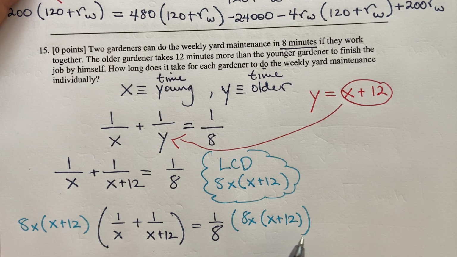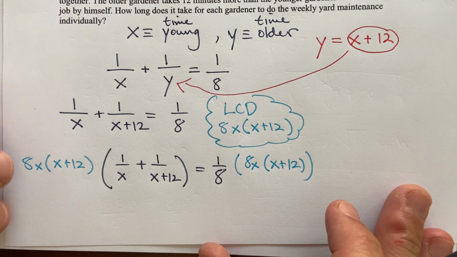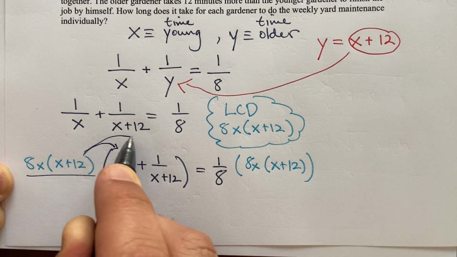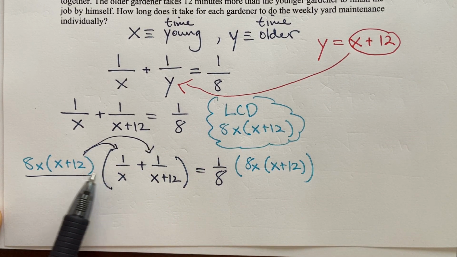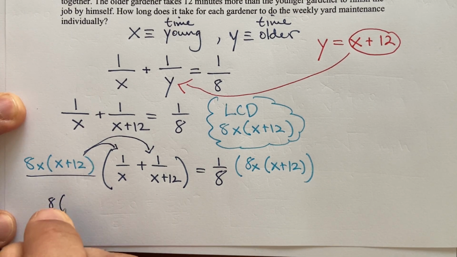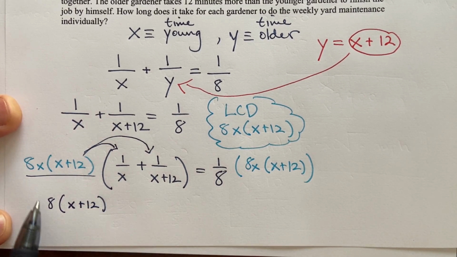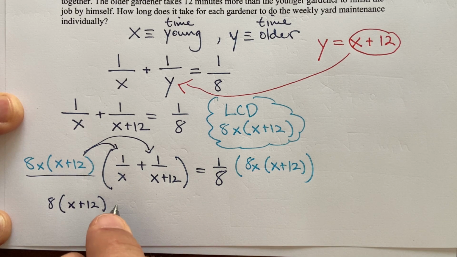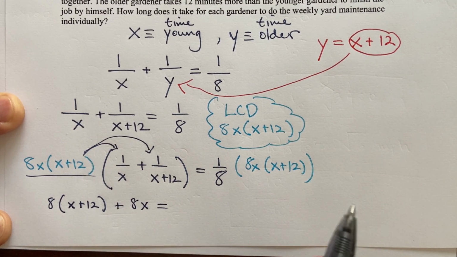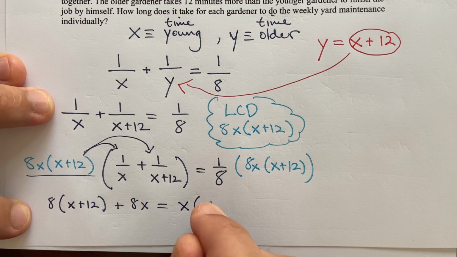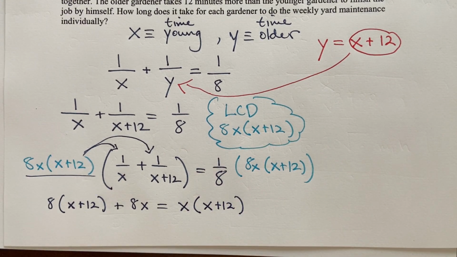And now I'll actually carry out the multiplications. So when I distribute this, right, this thing is getting distributed here and to there. When that first distribution happens, the x cancels away. So we're just left with 8 times x plus 12 actually. When this second distribution occurs, the x plus 12s cancel. So I'm just left with 8x. On the right, the only thing that cancels are the 8s. So I'm left with x times x plus 12. And now I'm solving this for x.